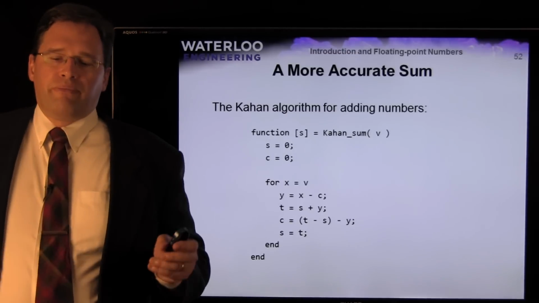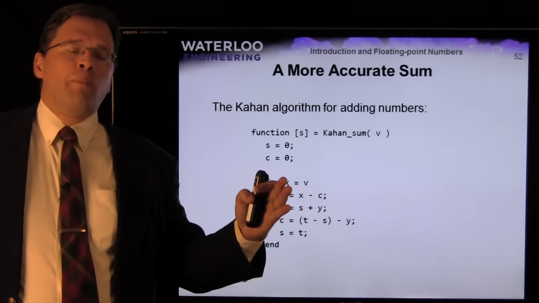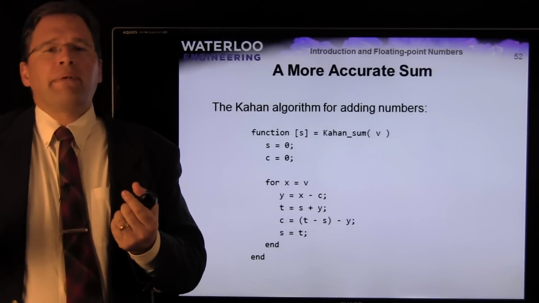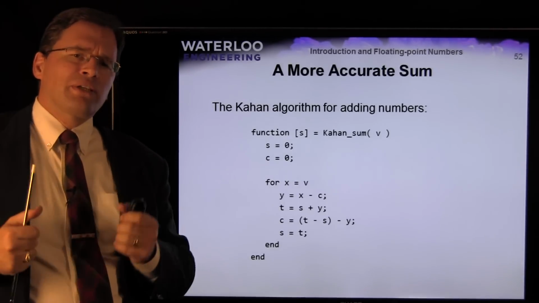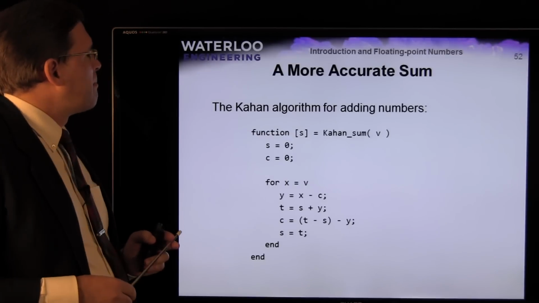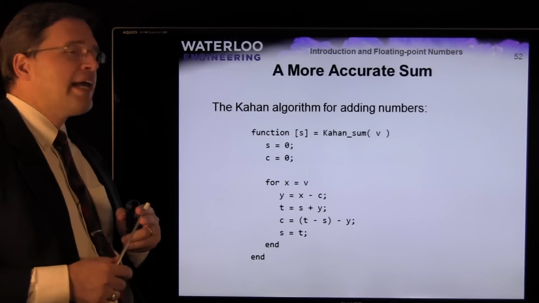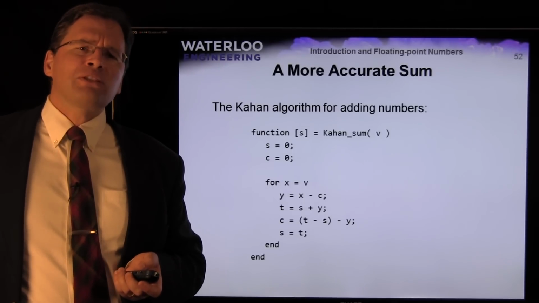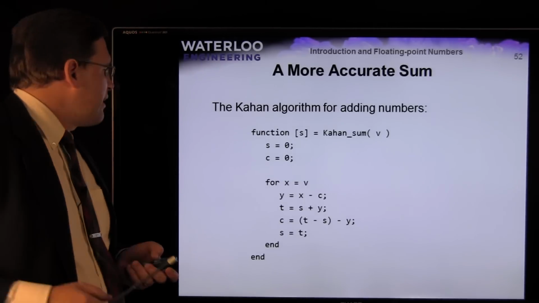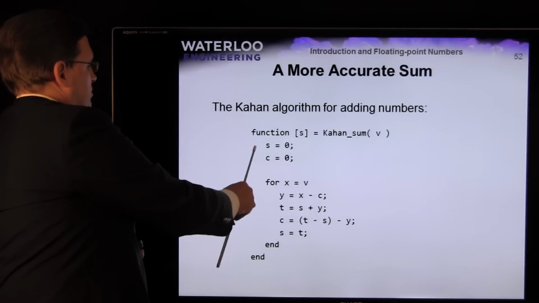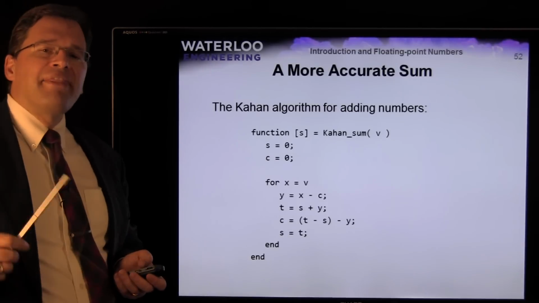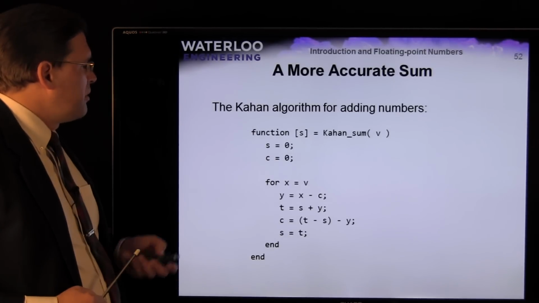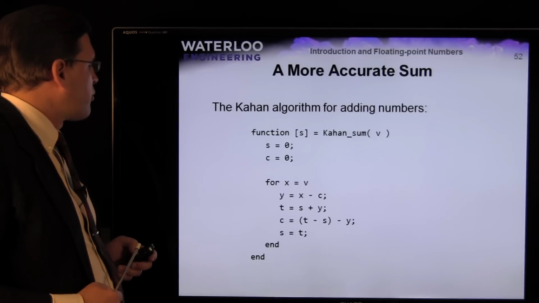Now, if I just randomly add a whole bunch of numbers, well, sometimes I may add a small number to a large number, and I might lose some of the precision of the small number, etc. So the Kahan method of calculating a sum actually keeps track of the additional error in terms of a carrying value C, and then it allows it to work with that. You can look at this algorithm yourself if you want on your own time.